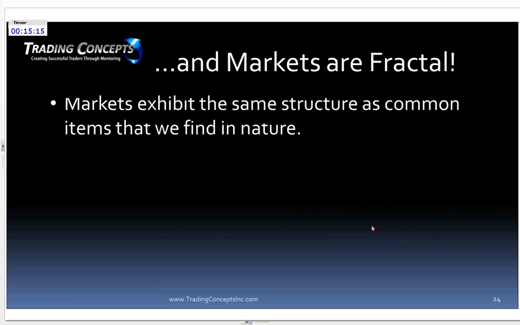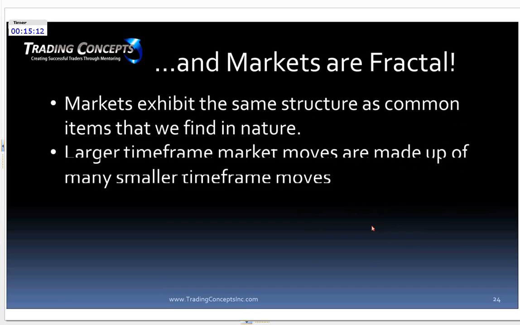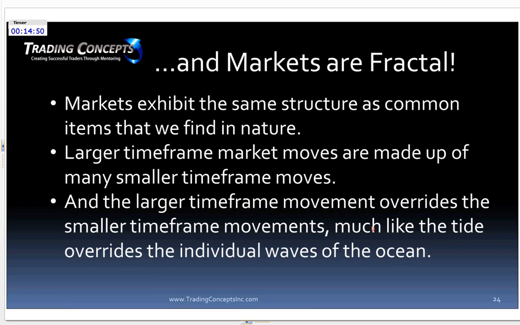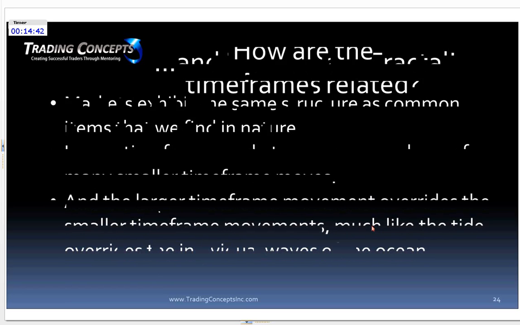Guess what? Markets exhibit the same structure as common items that we find in nature. So larger time frame market moves are made up of many smaller time frame moves. I know that's an obvious statement, but sometimes we don't stick our head up to look around and say, oh, well, everybody knows that, but not everybody is applying that. The larger time frame movement overrides the smaller time frame movement, much like the tide overrides the individual waves of the ocean. Or you could also say, like how the ocean current overrides the tides.